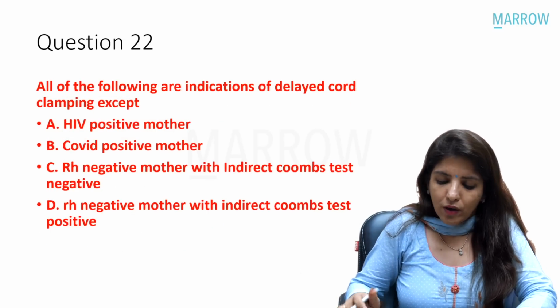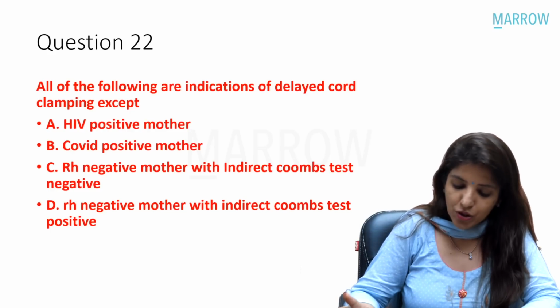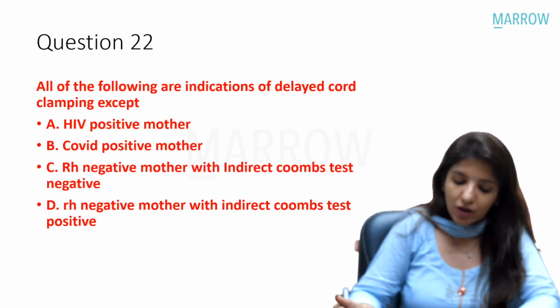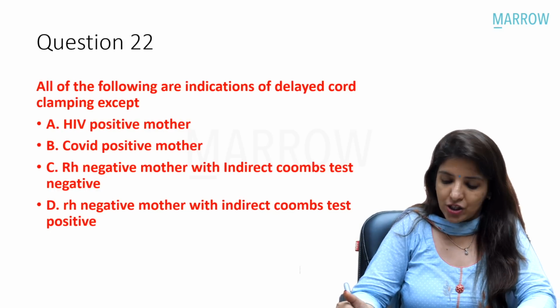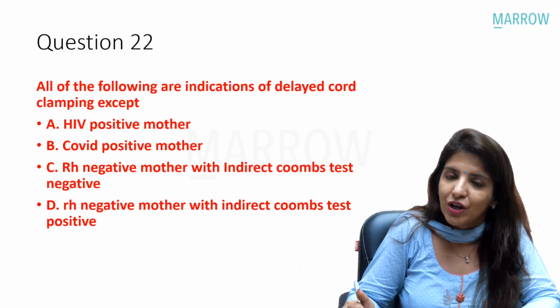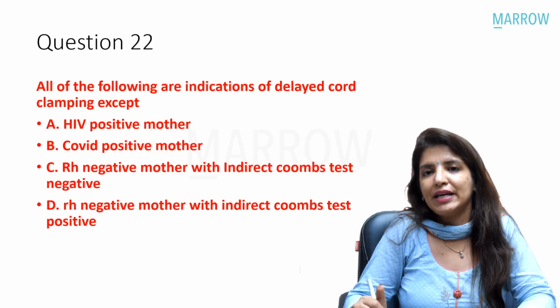Next question. All of the following are indications of delayed cord clamping except: option A, HIV positive mother; option B, COVID positive mother; option C, Rh negative mother with indirect Coombs test negative; option D, Rh negative mother with indirect Coombs test positive. So they are asking you, all of the following are indications of delayed cord clamping except.